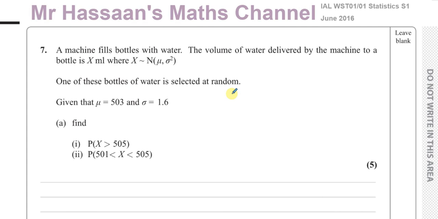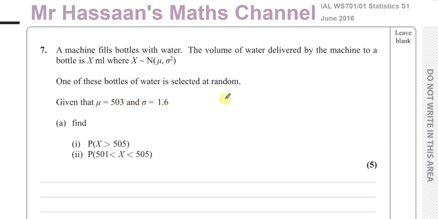I'm answering question number 7 from the June 2016 S1 statistics paper from Edexcel. This question is about normal distribution. It tells us about a machine which fills bottles with water. The volume of water delivered by the machine to a bottle is X milliliters, where X is normally distributed, and the first number here is the mean and the second number here is the variance. One of these bottles of water is selected at random, given that mu equals 503 and sigma equals 1.6.